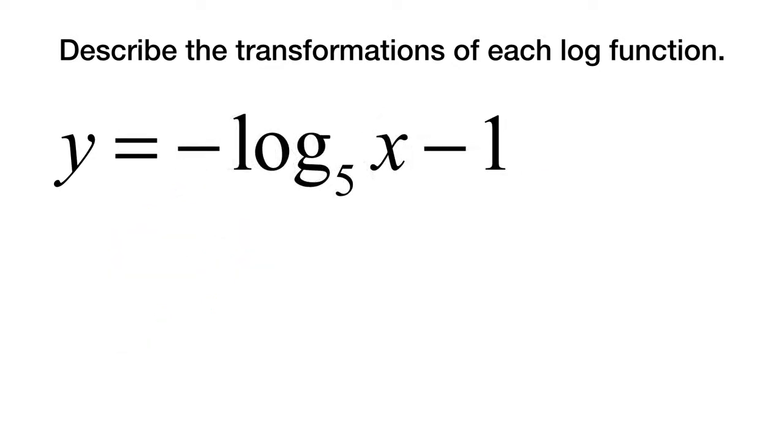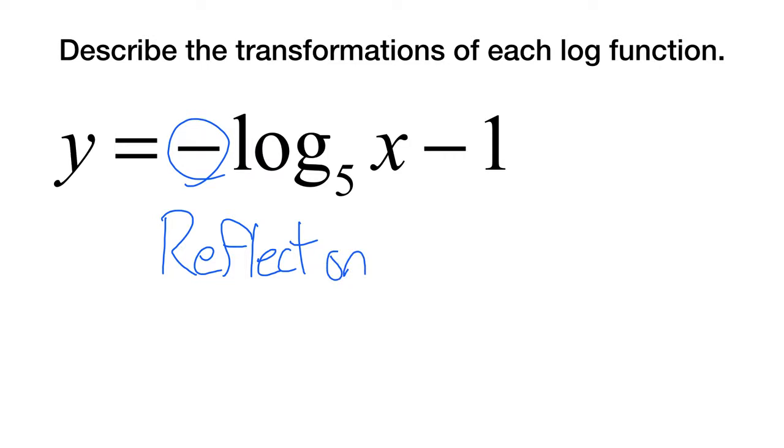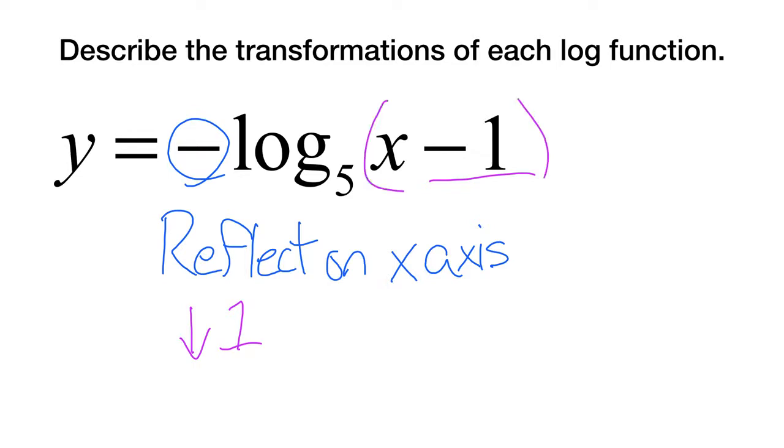All right, now we have negative log base 5 of x minus 1. So we have two major things that are happening here. First, the negative. That negative is a reflection on the x axis, because it's going to reflect like this. Now let's talk about the next part. Minus 1 is down 1. Please do not think it's going to end up being right 1. It would only be right 1 if we had parentheses, which we don't.